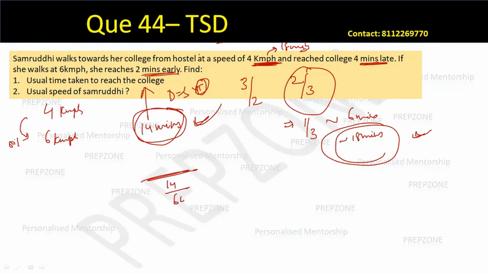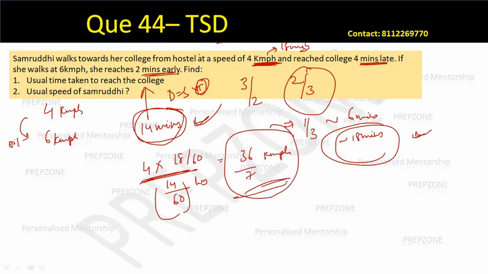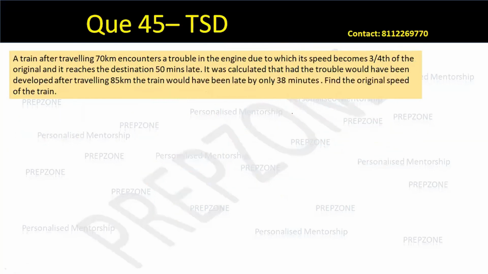So 14 upon 60, if I have to convert this to hours, and usual distance kitna hai? Distance will be what? Speed into time. So speed is 4 kilometers per hour into time, 18 minutes. So 18 by 60. That's it. So this is 72 by 14, which is nothing but 36 by 7 kmph. Is the speed. Great. Next question.